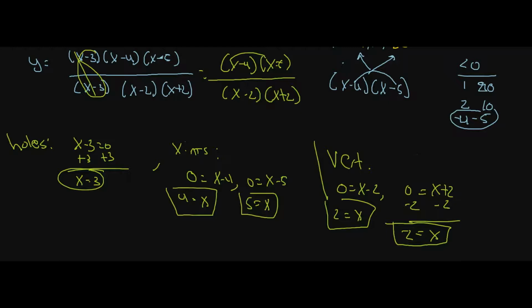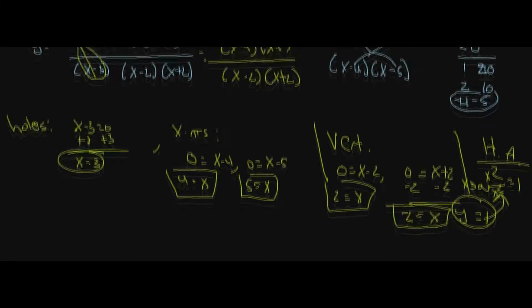Well, again, x times x gives me, for the horizontal asymptotes, x squared over x squared. As x approaches infinity, we're just going to get 1. So our horizontal asymptote is y equals 1 over here. All right, and then we're done.